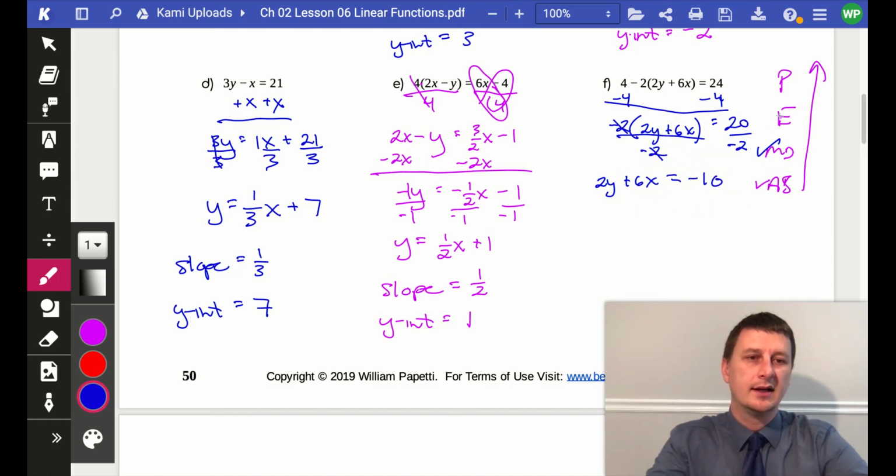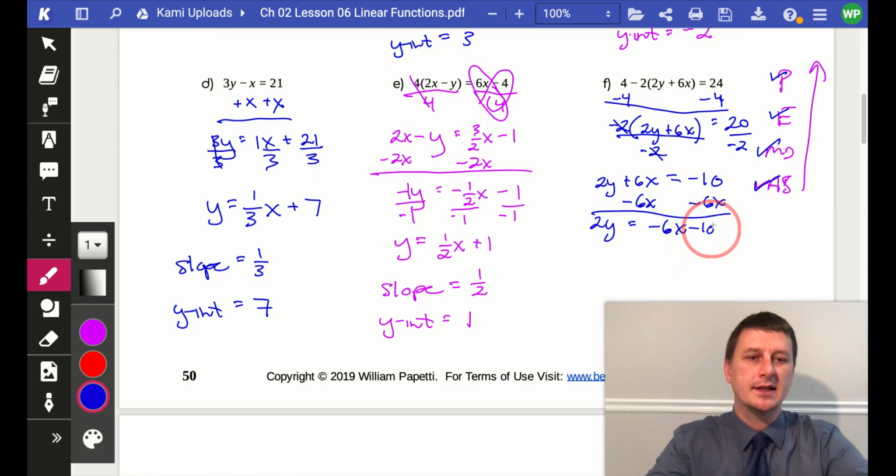Nice. We don't have any exponents. We're up to inside those parentheses. The 2y plus 6x was inside those parentheses. So now we go back to the beginning of our order of operations. We go back to that addition or subtraction, which is right there. So we're going to subtract the 6x, and we'll have 2y is equal to -6x minus 10.